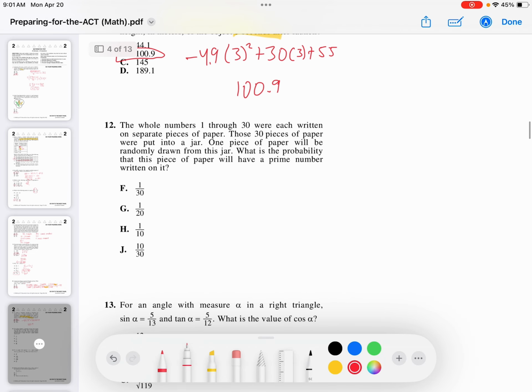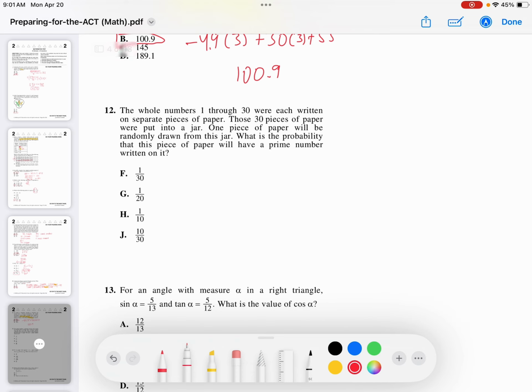Let's see. Number 12. Whole numbers 1 through 30 are each written on a separate piece of paper. Those 30 pieces were put into a jar. One piece will be randomly drawn from this jar. What is the probability that this piece of paper will have a prime number written on it? So we need to know how many primes there are 1 through 30. That would be 2, 3, 5, 7, 11, 13, 17, 19, 23, 29. I believe that's it. So that's 1, 2, 3, 4, 5, 6, 7, 8, 9, 10 out of the 30 numbers. So that would be 10 out of 30.